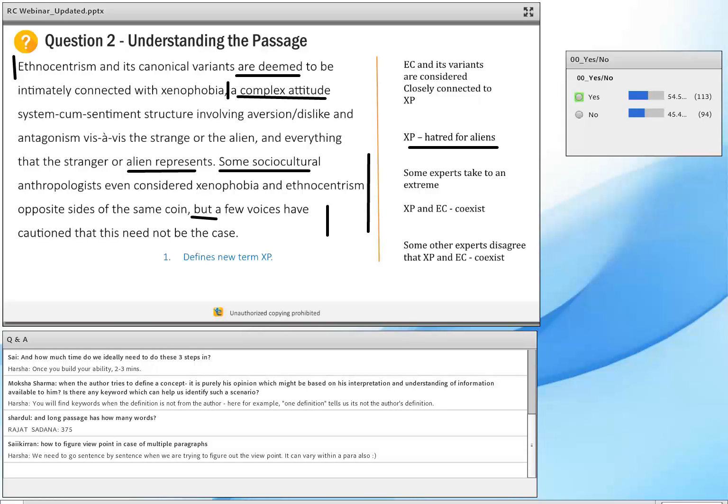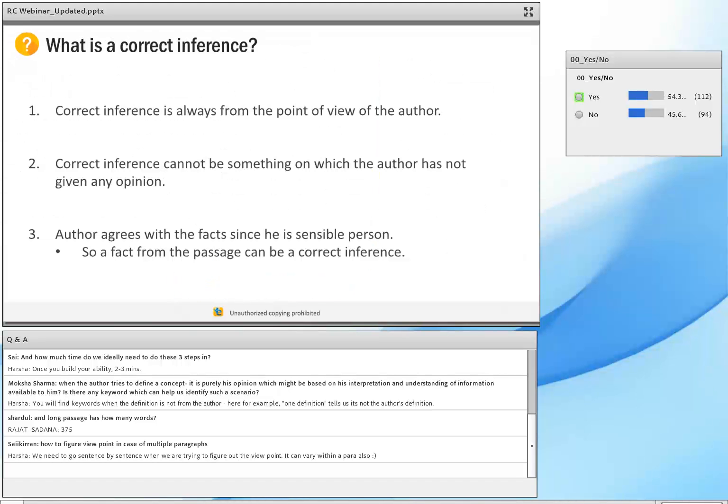Okay. So what's going on in this passage? The author defines a new term, which is XP. The author says some consider that XP and EC are closely connected, and some experts think that XP and EC coexist, but some other experts think it's otherwise. Okay. So again, this is an inference question.